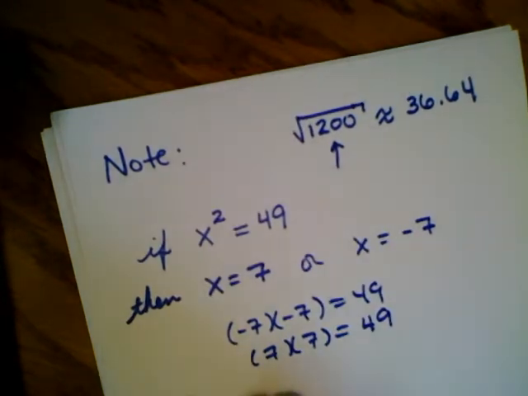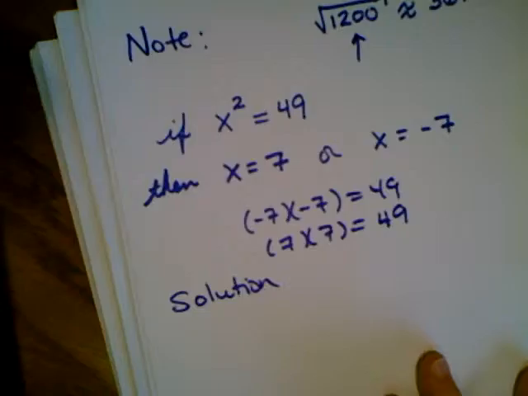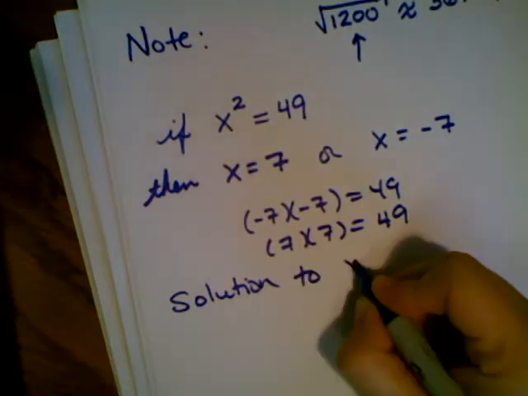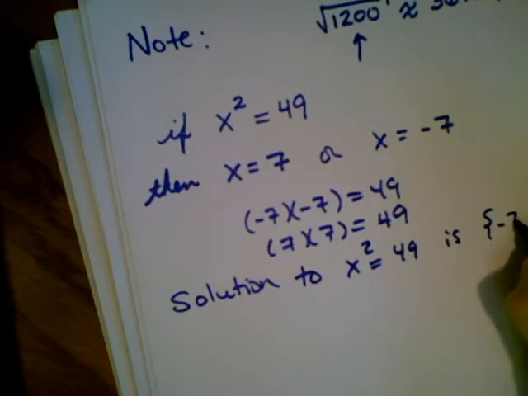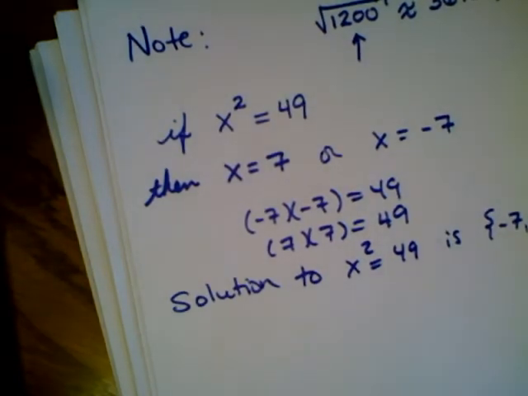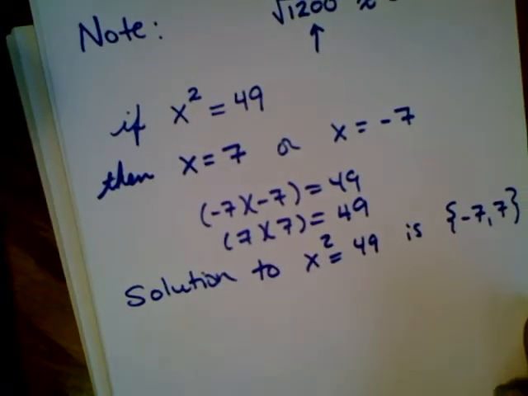So the solution to x squared equals 49 is the set of real numbers negative 7 and 7.